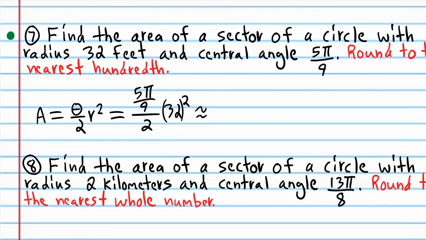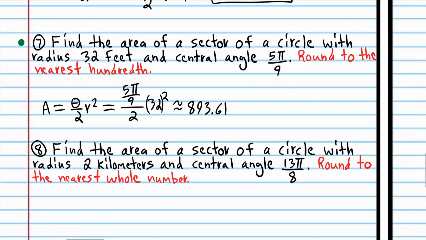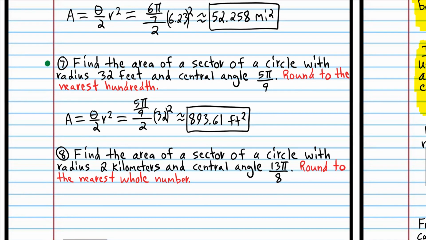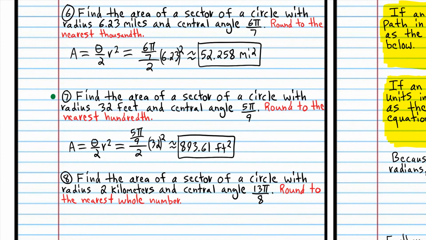A lot of students would ask, why don't we just enter all that stuff into the calculator at once? You can do that, but it increases the probability of error in some cases. So we get 0.61 if we round to the nearest hundredth, and that is square feet. So if you got that one right, perfect. Go ahead and try number 8, and when you come back, we'll do it together.